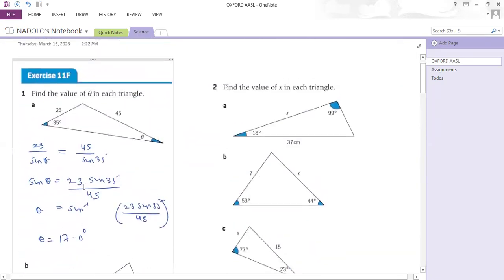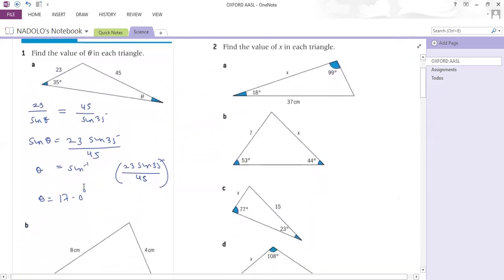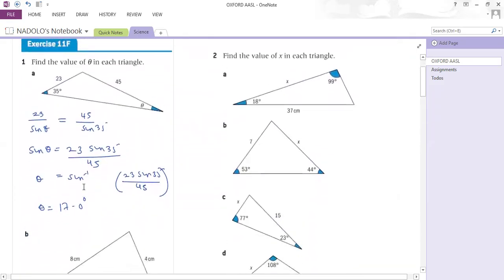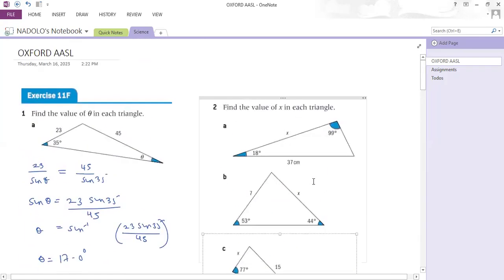And that brings us to the end of number 1. Let's look at number 2. So number 2 requires you to find the value of x. Let me see if we can have space for working out. Okay, so find the value of x.